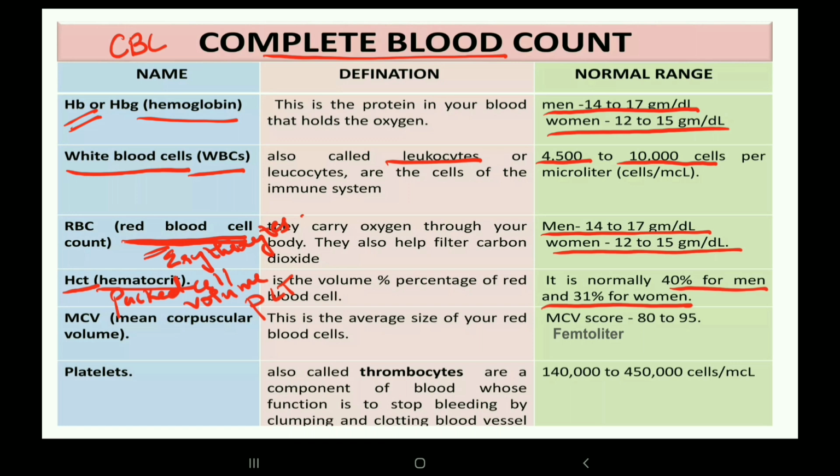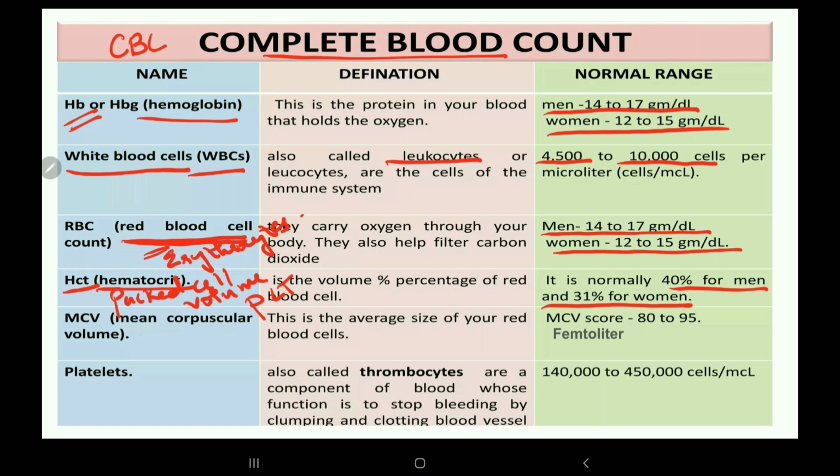Now if the HCT level is high, it means the proportion of red blood cells in the blood is high, correct? Now this can indicate that there is dehydration in the body, or the person is suffering from lung disease or heart disease, or the person is living in some higher altitude area. Polycythemia vera is also another cause of a high level of HCT. Now, what is polycythemia vera? It is a disorder that causes your body to make too many red blood cells.